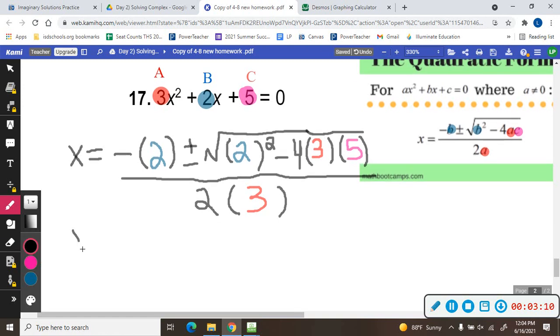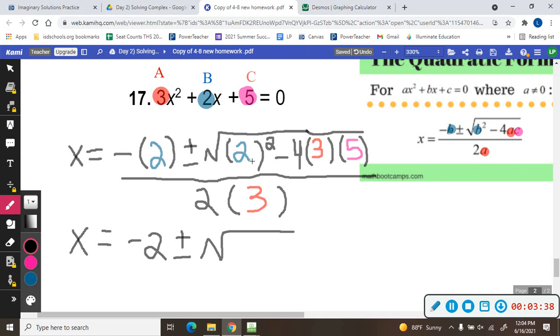From there, I'm going to start simplifying. This makes this negative. And that exactly doesn't make it negative, it negates it. So if this is negative and you have another negative, it makes it positive, but it negates it. So that changes from a positive 2 to a negative 2. Plus or minus is how we get our two solutions.